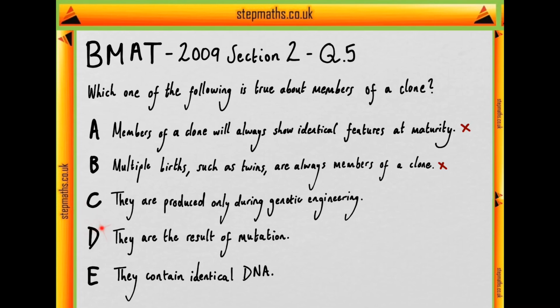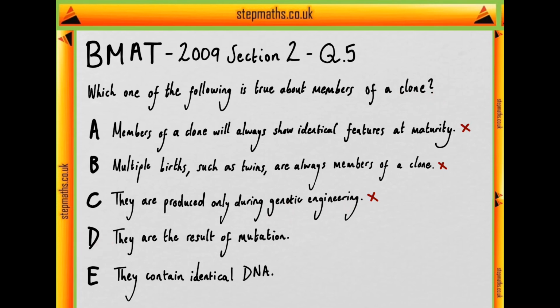Okay, so moving on to C, they are produced only during genetic engineering. Well, we know this to be false, since twins, for instance, are an example of a naturally occurring clone, and also in the case of organisms that reproduce asexually, they can produce clones without the need for artificial genetic engineering.